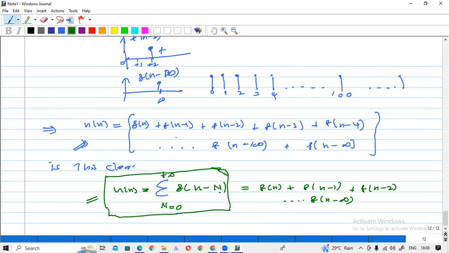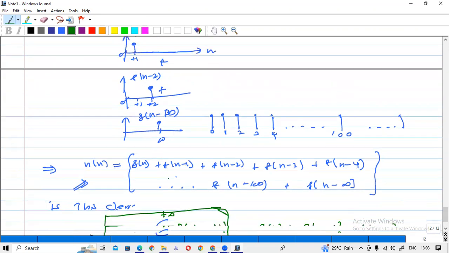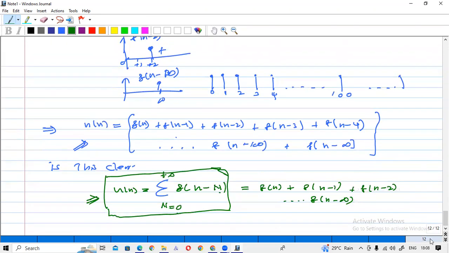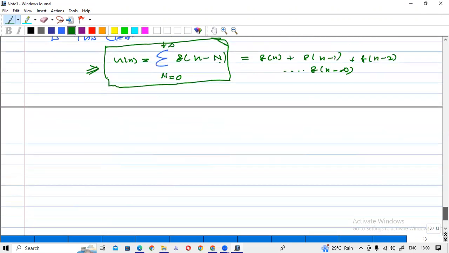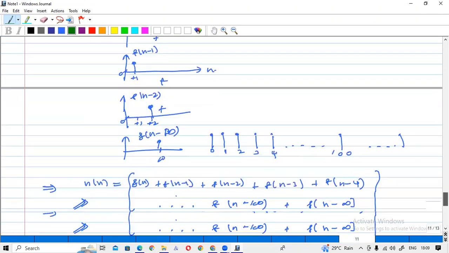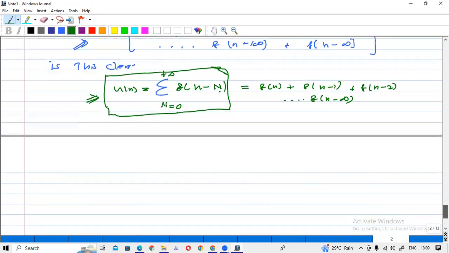Is this clear? This is just a notation. You have to be familiar with this notation. It is very important for your final examination. We will do some more examples. So you will be familiar with that one. Please keep this in mind.